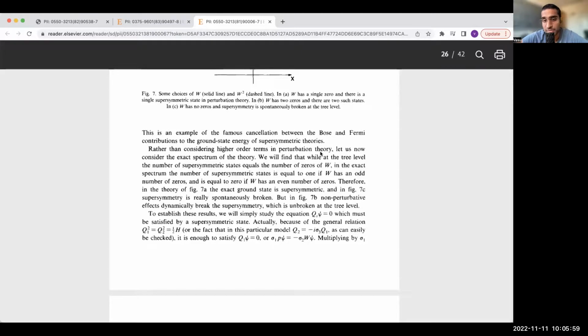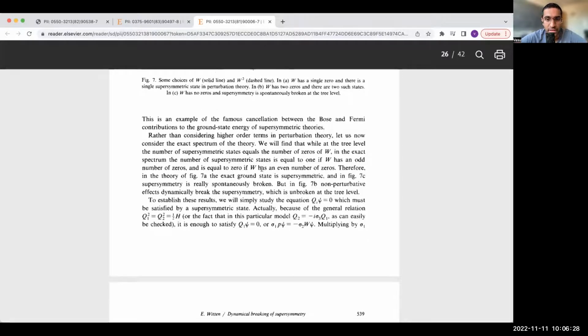And anyway, then we basically see that instead of looking at higher terms of perturbation theory, we can just look at the exact spectrum of the theory, and we'll see some very interesting effects. Okay, so at the tree level, the number of supersymmetric states equals the number of zeros of W. That is grad U, right? And in the exact spectrum, the number of supersymmetric states is equal to 1 if W has an odd number of zeros, and 0 if W has an even number of zeros, right? So this is an important count.